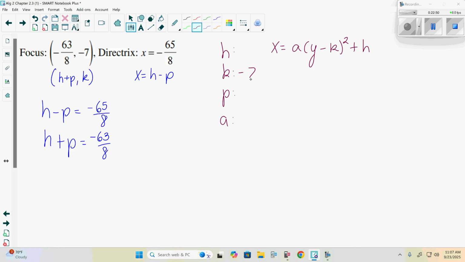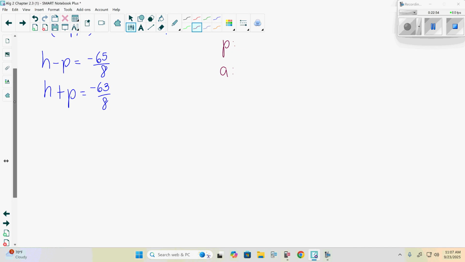What we've done in setting all this up is we've actually made a system of equations. H plus p, h minus p. And we're going to use this to find the value of h, and then use one of those two equations to find the value of p.